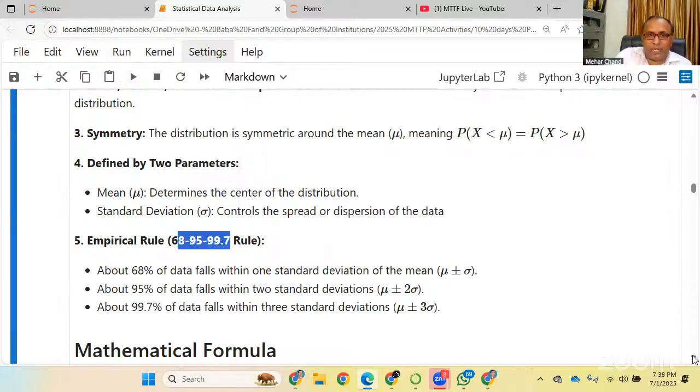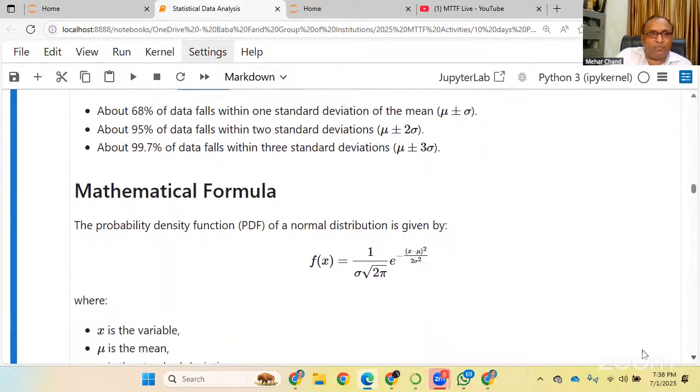And here is the mathematical formula. The probability density function of a normal distribution is given by, you can see, and we have all studied this formula. f(x) is equal to 1 upon sigma root 2 pi, e raised to power minus (x minus mu) whole square upon 2 sigma square. So this is the expression for the normal distribution, and by using this formula we can have the curve.